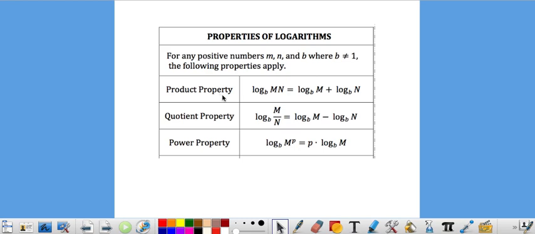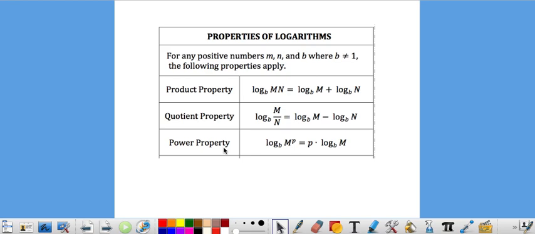So the product property says that if you have a log of any base, call it b, of two numbers being multiplied together, or two quantities being multiplied together, you can break that up as the log base b of m plus the log base b of n. So multiplication can get broken down into addition. In a very similar way, the quotient property says the log base b of m divided by n can be broken down into log base b of m, the numerator, minus log base b of n, the denominator.